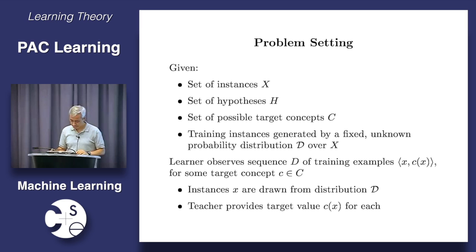So the instances come from the distribution D, and then we have a teacher that says, oh, the label for this instance is C of X. Any questions? This is all straightforward.